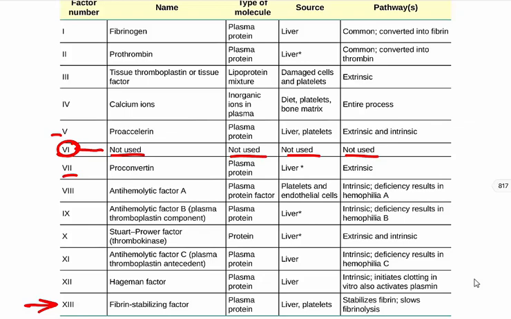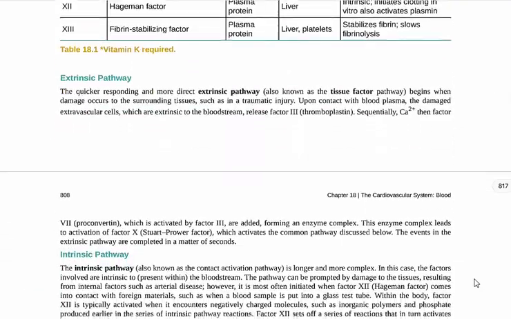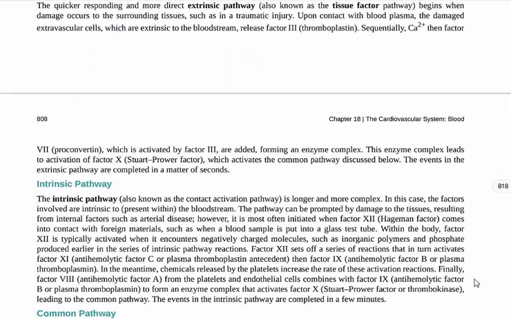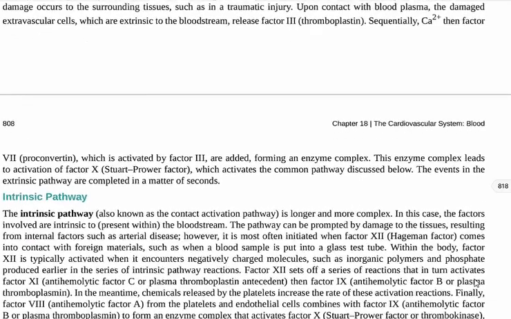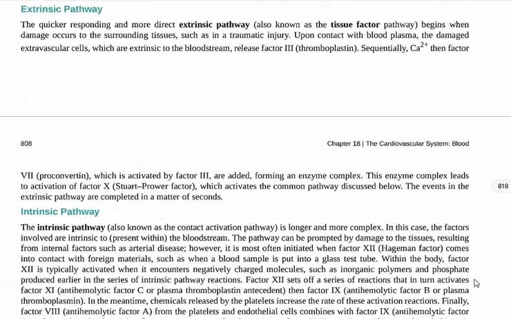Okay, so we're not going to go through this chart at the moment. We're going to talk about them, and then we can reference this chart as we're discussing the different clotting factors. All right, so first we'll talk about the extrinsic pathway, and then we'll talk about the intrinsic pathway.